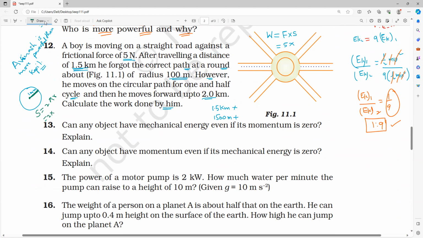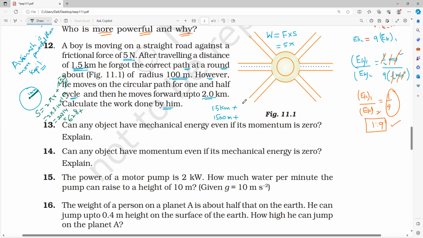2 into pi value 3.14 into radius 100, which will turn into 2 into 314. Multiply it and tell me. Yes, please. 2 into 314 is 628. This is for 1 round. Plus half round is there. Half round means what? 2 pi r by 2. The 2s get cancelled, which is equal to pi r.